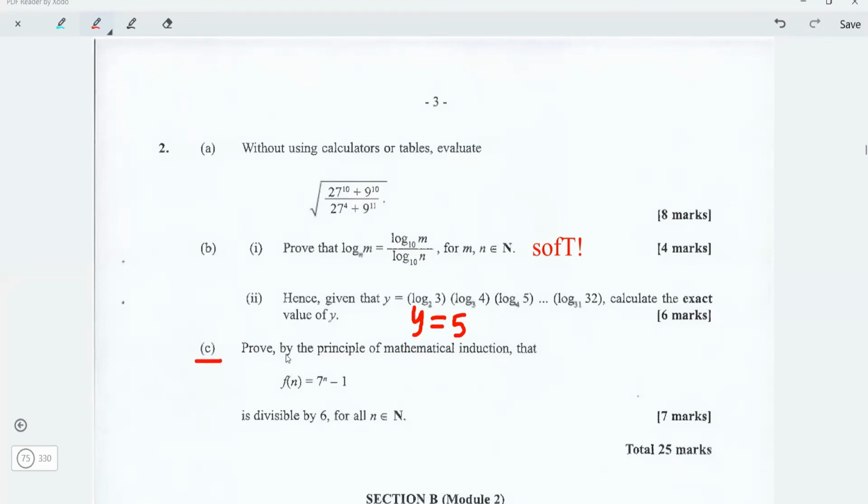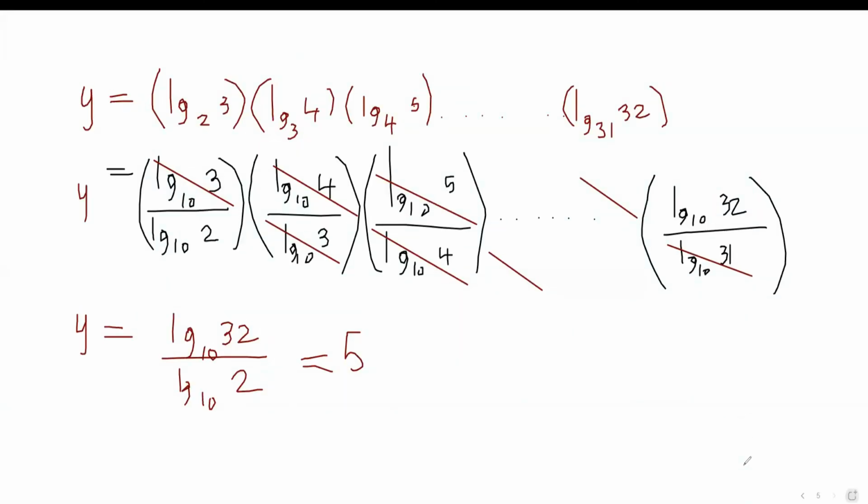Part C says, prove by mathematical induction that Fn, which is 7 to the n minus 1, is divisible by 6. All right. So it says Fn, which is equal to 7 to the n minus 1. We need to show that it is divisible by 6. Since they call the function Fn, we don't need to select n equal 1. So step 1, we need to check to see if F of 1 is true, if this is divisible by 6.